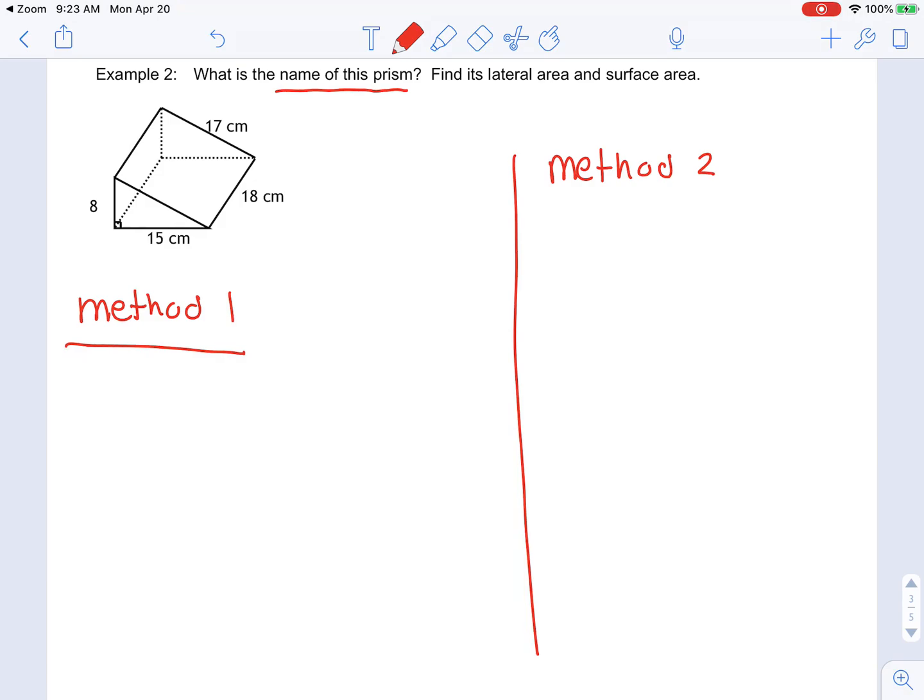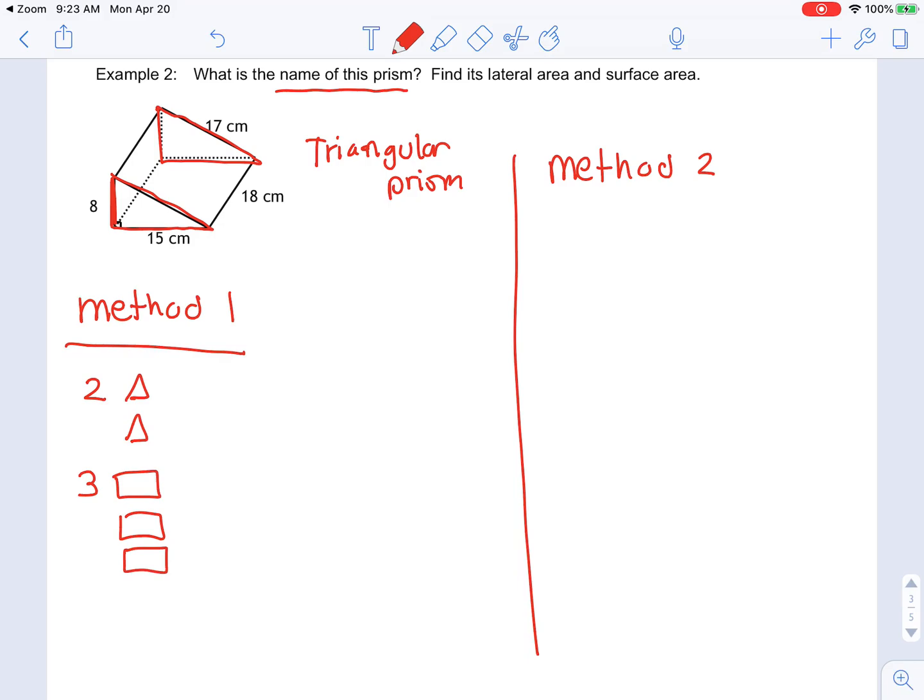Starting with what is the name of the prism? Again, look for those parallel and congruent bases. In this case, my two parallel and congruent bases are these triangles. So once again, this is a triangular prism. So now, for method 1, we'll find the area of each one of these surfaces. There are actually 2 triangles, and then there are going to be 3 rectangles, and we're going to find the area of each one. Now the triangles, you'll notice, are actually right triangles.